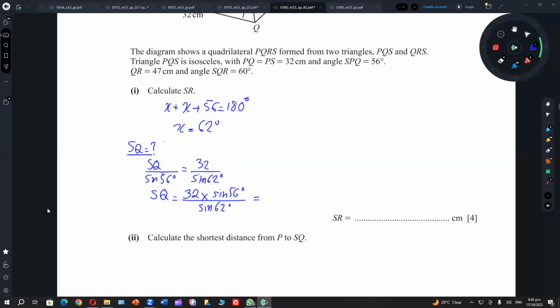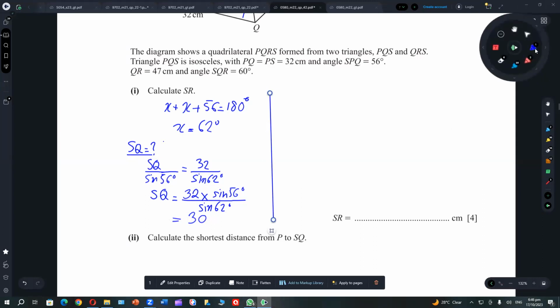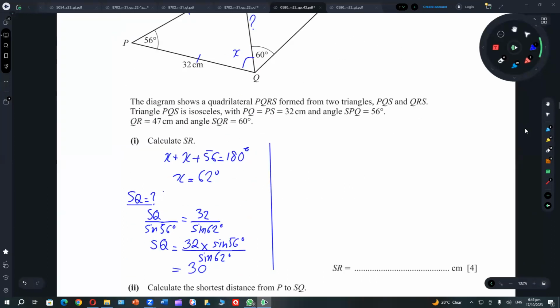You did this? I did, yeah, same thing. And you told me what you got. 30. Then I think the job is easy now, because in the target triangle we have more data here. Now I have this value as 30. So now I can use cosine rule to find SR.